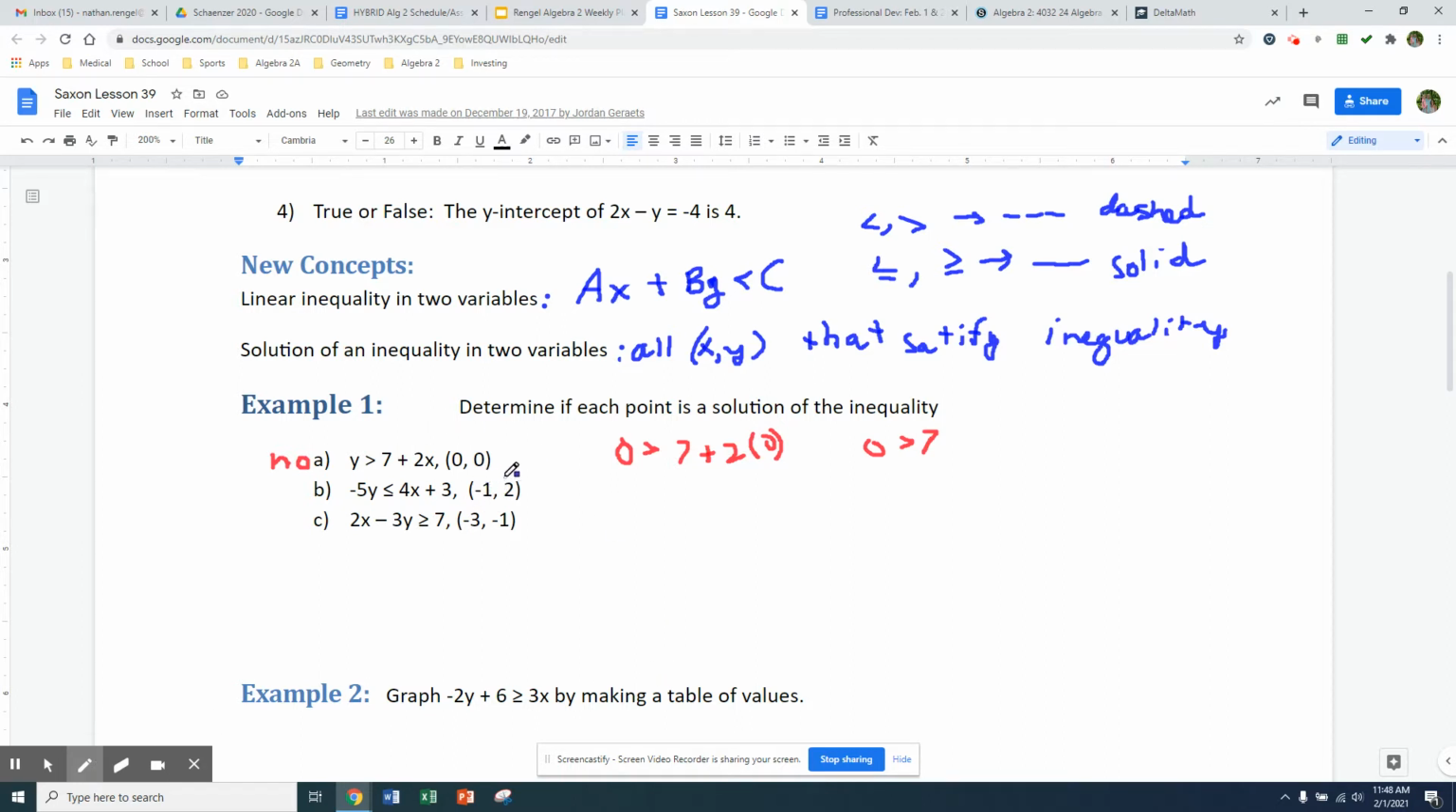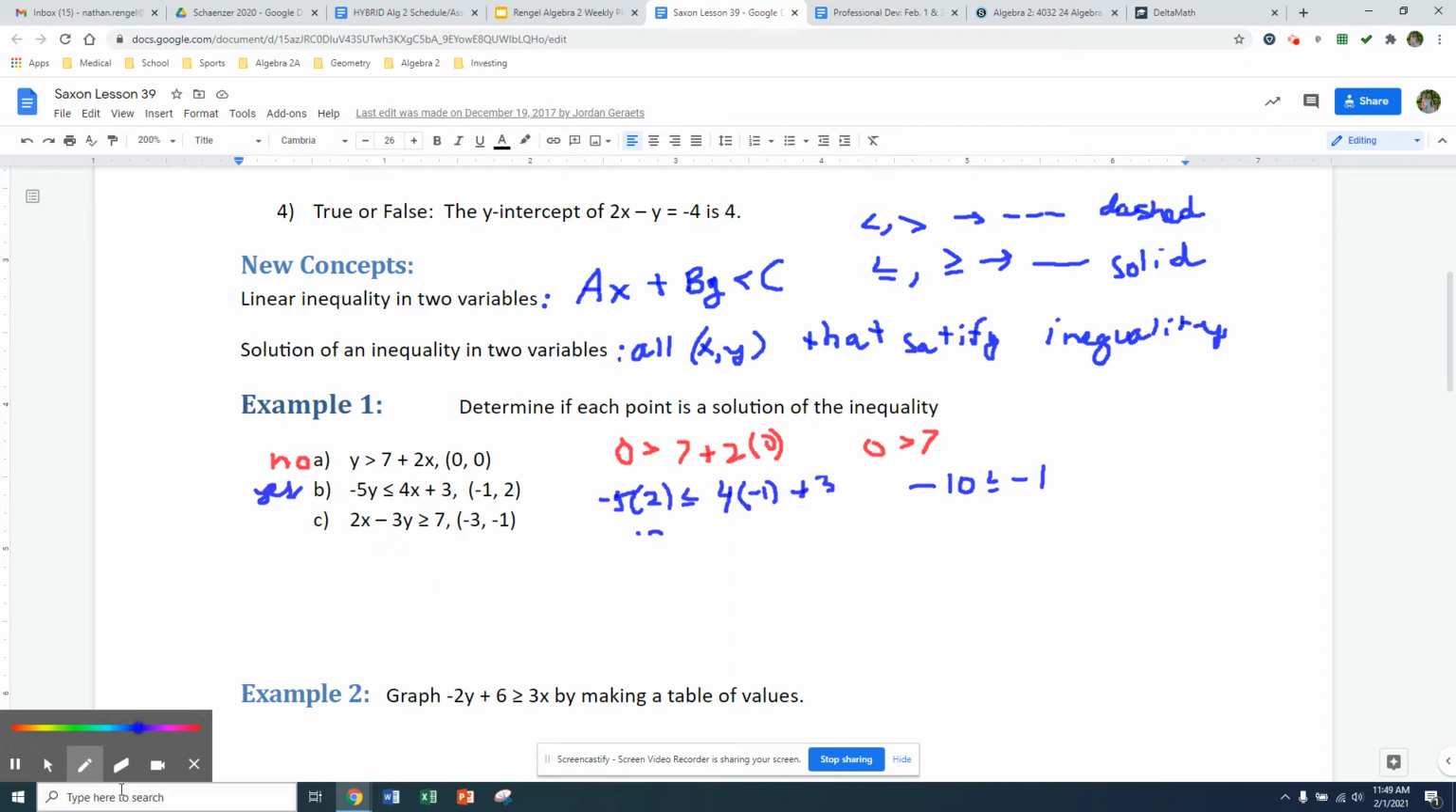Next, we have a -1 for x and a 2 for the y. So I'm going to take the y coordinate, which is 2, put that in for y, and continue to write the inequality as I see it. 4 times the x coordinate, -1, plus 3. We'll end up getting -10 is less than or equal to -1. And we check, is -10 less than -1? That would be a yes. So that one is yes.